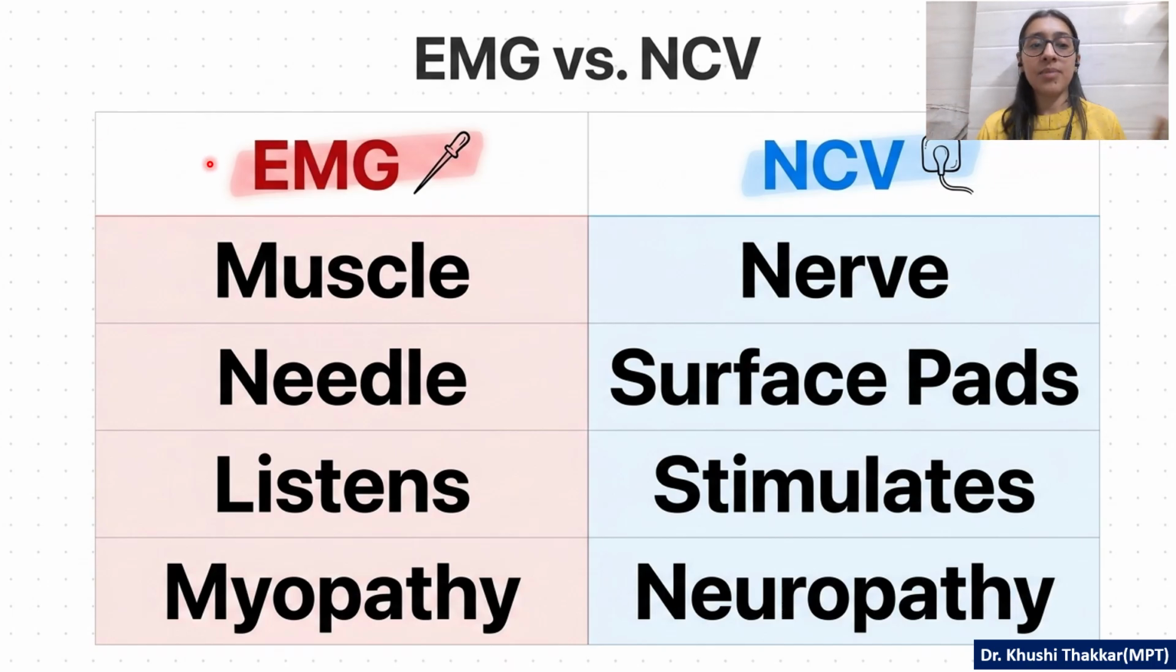So for now, let's remember this quick snapshot revision. That is, EMG tests the muscle. It is tested via needle. You put the needle into the muscle and test the activity, whereas NCV tests the nerves and it is tested via surface pads, as you see in the image. So EMG listens to the activity which comes out from the muscle, whereas NCV goes and stimulates and then finds out what is the activity of the nerve. EMG helps us understand the myopathic lesions, that is disease of the muscles, and NCV helps us understand the neuropathic lesions, that is disease of the nerve.